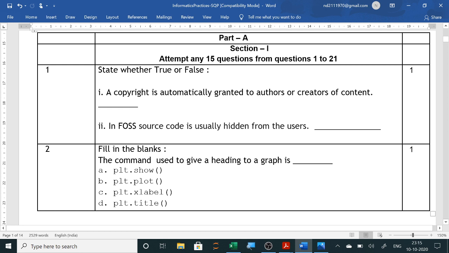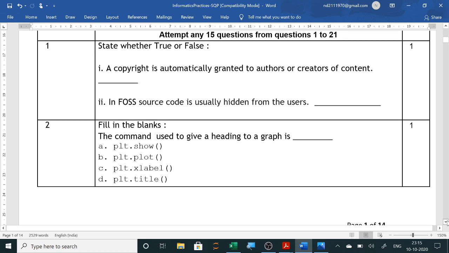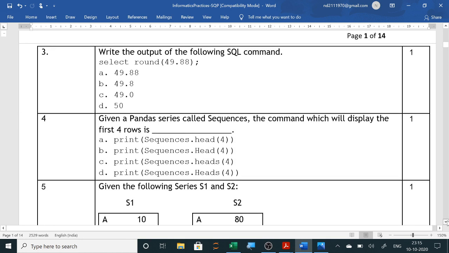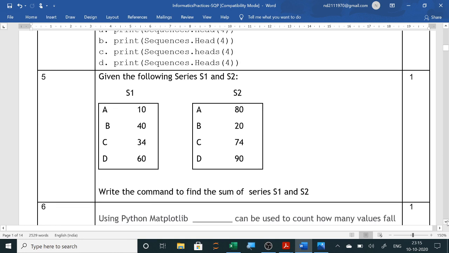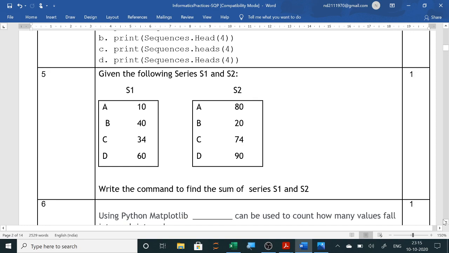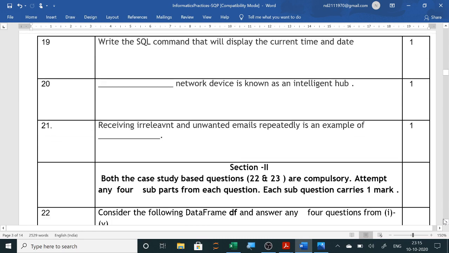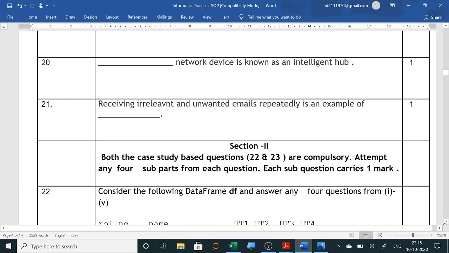Now you can see question number 1, it is a fill in the blanks, half marks each. Clear? Now next, question number 2 is also fill in the blanks of 1 mark. Next, output. So the solution I will do in the second video. Today I am just showing the pattern of the question paper. You can see here total 21 questions in section 1. Here, mostly fill in the blanks, one word answer, one line answer.